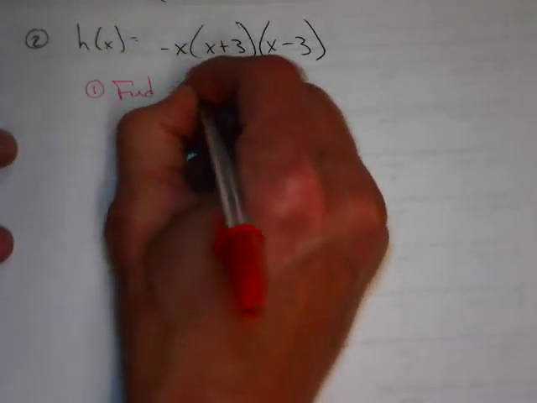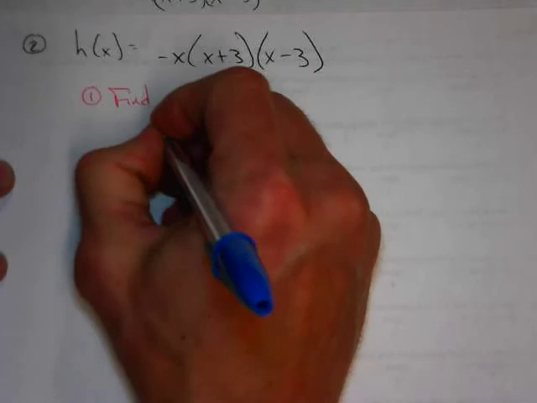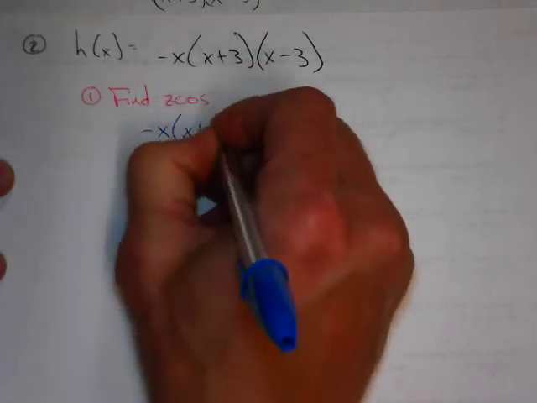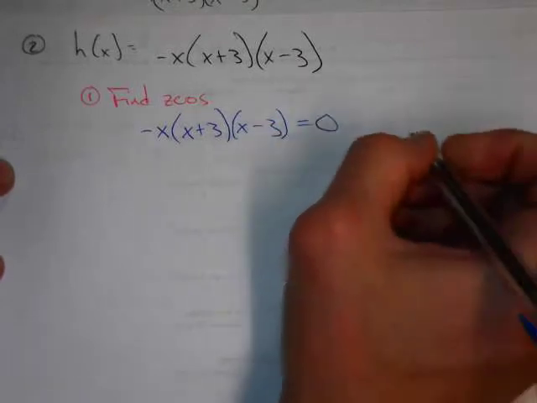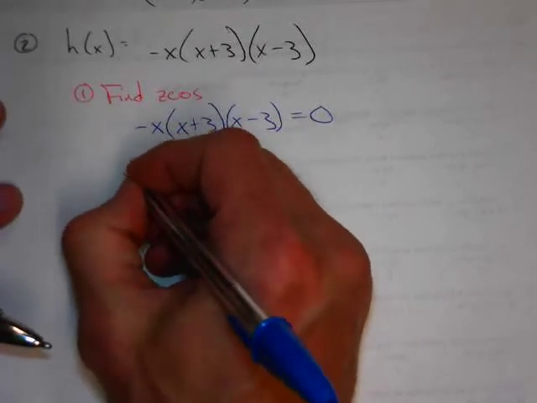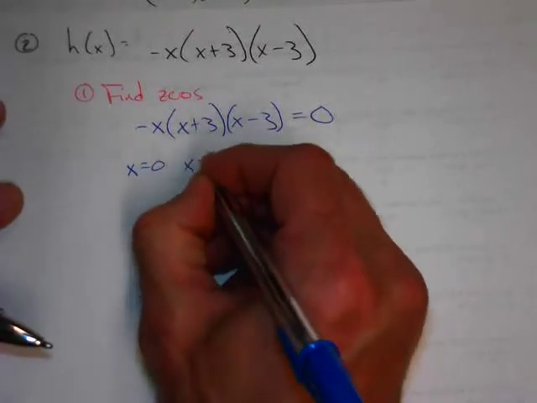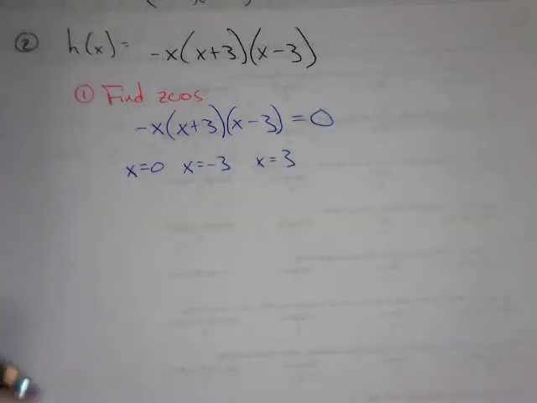And how do we do that? We set it equal to 0. So we're going to set this equation equal to 0: −x times (x + 3) times (x − 3), and that's going to equal 0. So we set it equal to 0. Now it's clearly evident where our zeros are. x is going to equal 0, x will equal −3, x will equal +3. Okay, so just like the previous lesson on solving equations.